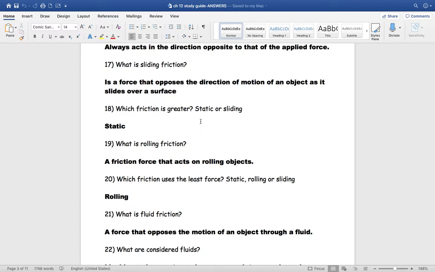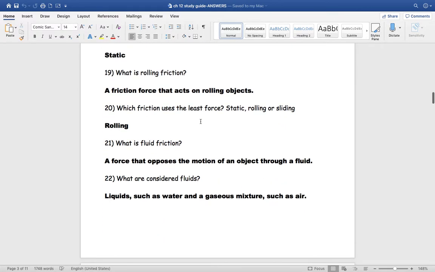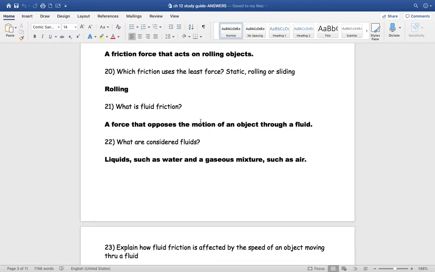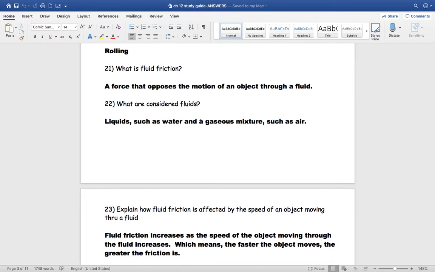Number 19, what is rolling friction? It's the frictional force that acts on rolling objects. Number 20, which friction uses the least amount of force? Static, rolling, or sliding? It would be rolling friction. I have to use less force to roll something versus sliding it or static friction. All right, what's fluid friction? It's a force that opposes the motion of an object through a fluid. What's considered a fluid? Liquids such as water and a gaseous mixture such as air. So basically liquids and gas.